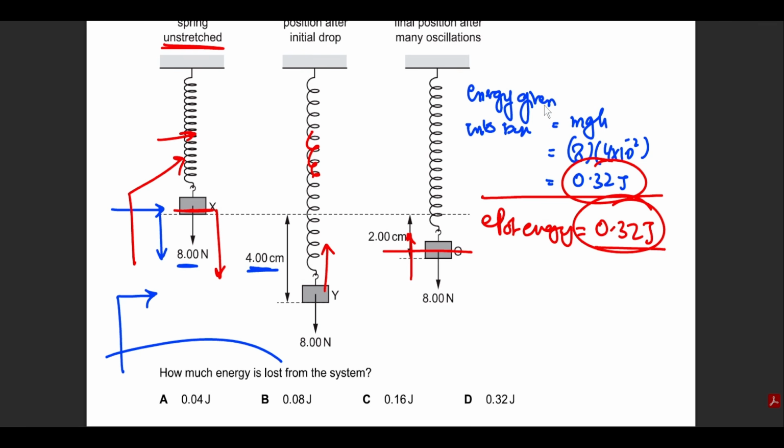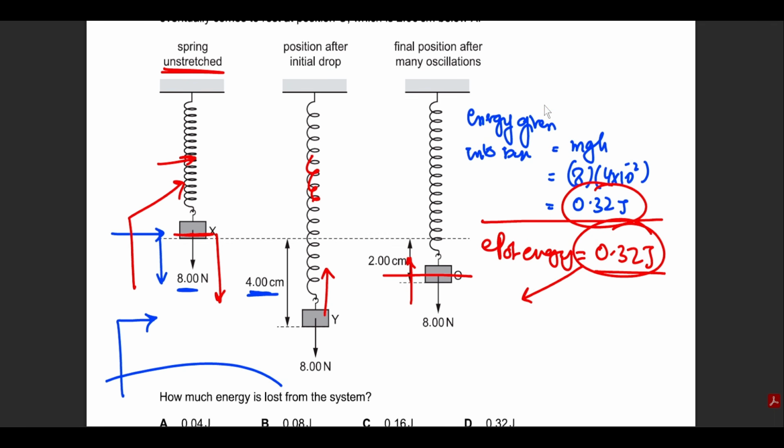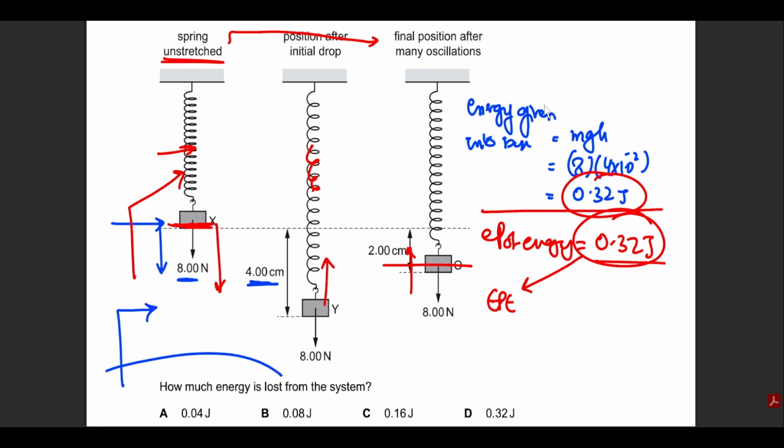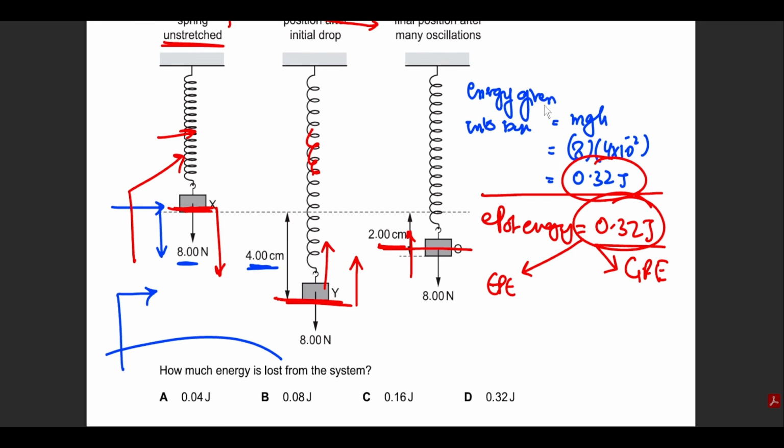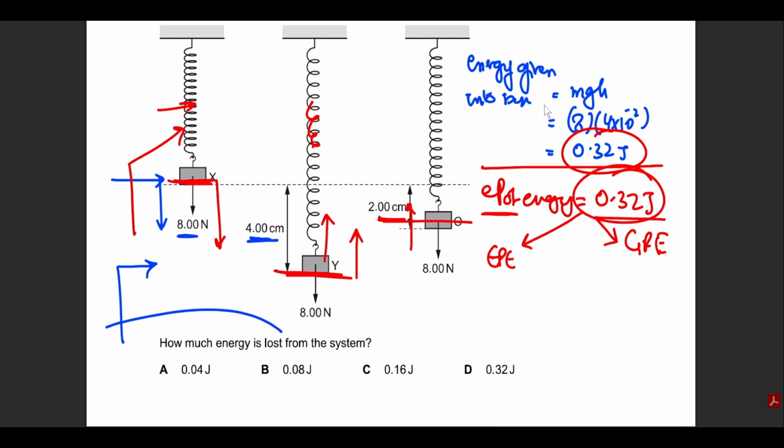So what happened to this energy? This energy went into 2 places. First, since it is still stretched and hasn't returned back to the position x, there is some energy still retained by the elastic potential energy in the spring, because it is still 2 centimeters below the starting point. And some of the energy was used to gain that height back, because the box was at 4 centimeters, and now it has gone up. So it took away some gravitational potential energy from the elastic potential energy available in the spring. So what is the current elastic potential energy at this position?